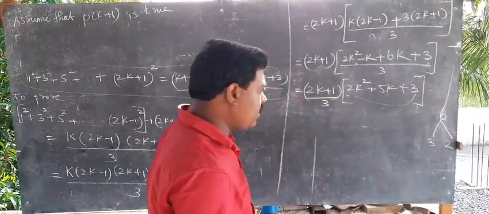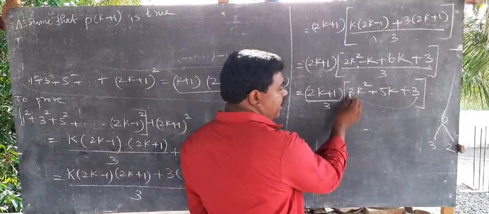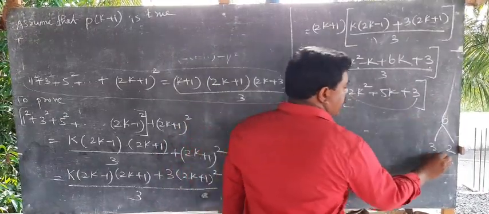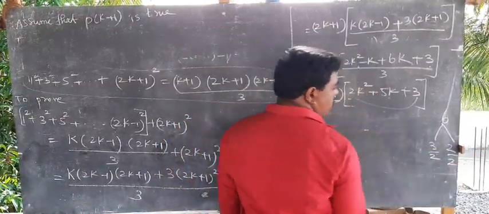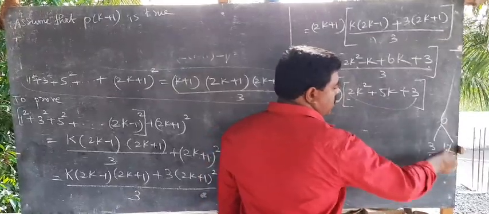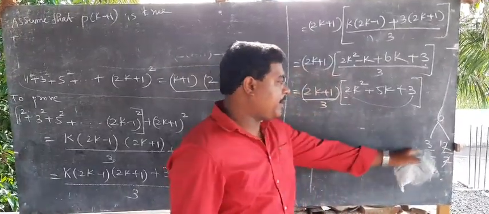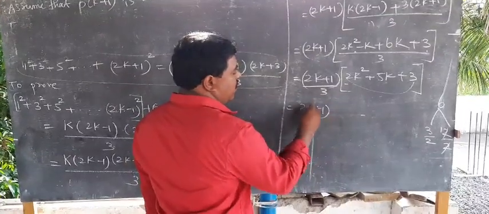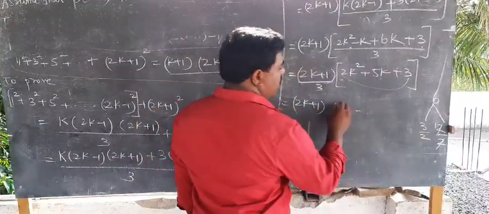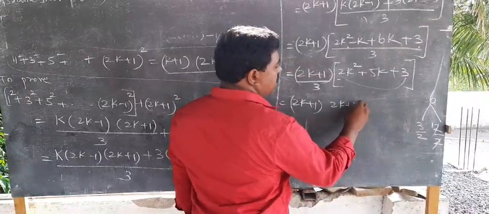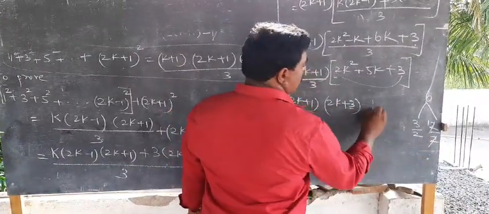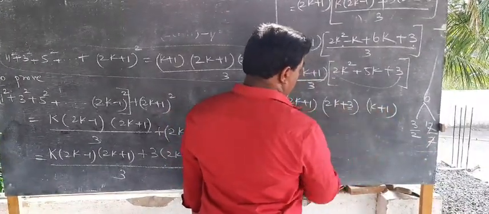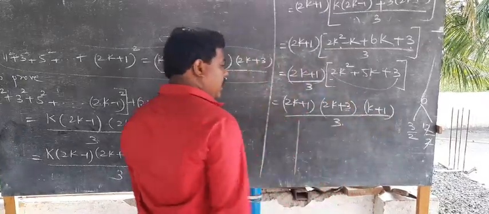So the factors will be okay, but we multiplied by 2 only, so we need to divide by 2. So this 2 will be cancelled. 1 is a factor, and here 3 by 2 is a factor. So this one I write 2k plus 1, and 3 by 2 I write as 2k plus 3. This one is (k plus 1) by 3.